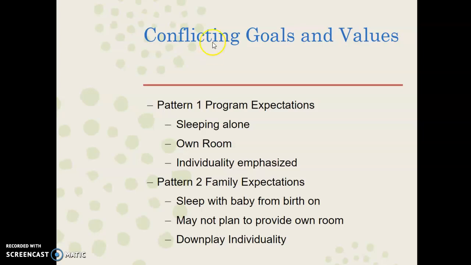So in pattern 1, if the program is expecting children at nap time to sleep completely alone, that maybe in a family childcare home, children are expected to sleep in their own rooms, and that being an individual is really valued. But then when they go home and the family has pattern 2 expectations where baby sleeps with parents or mom or caregivers, they may not have their own room. They may be expected to sleep with siblings, and being an individual is not very highly valued in this family.